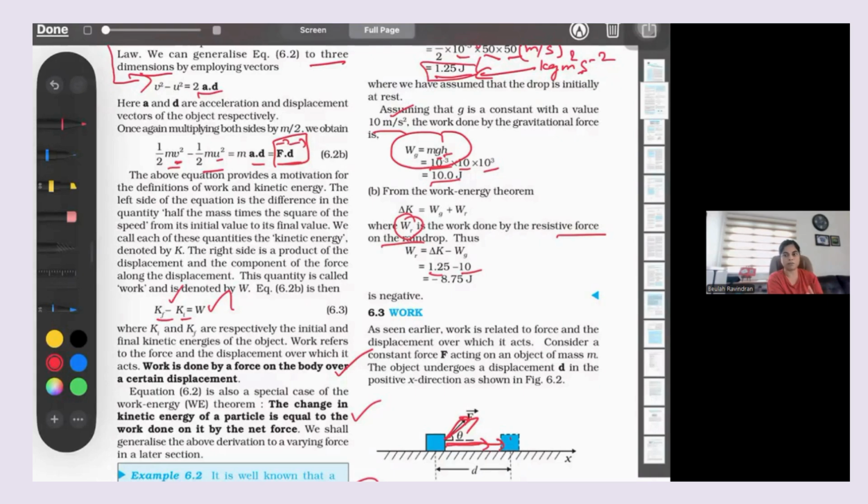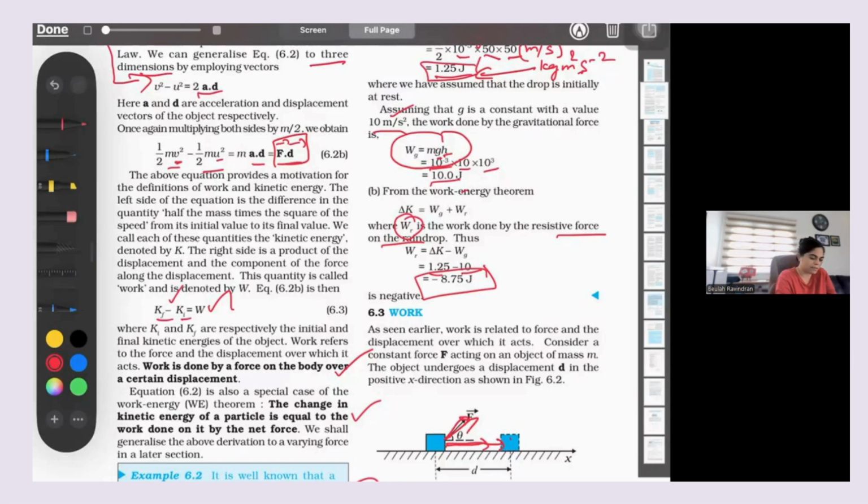There are two forces under the influence, the resistive force and the gravitational force. So work done by the gravitational force is 10 joule. Okay, so that is very high. And then what about the resistive force on the raindrop? It is opposite. Definitely it is opposite. It is 8.75 joule. Okay. So this problem is very important. You'll be asked this kind of problems.